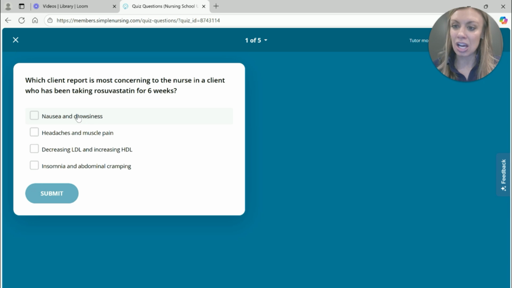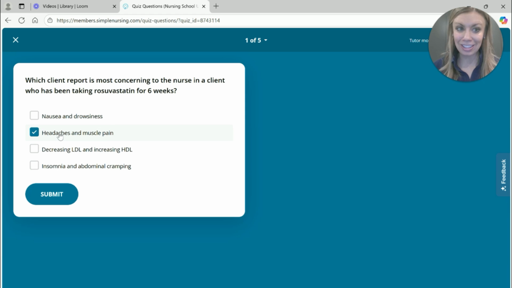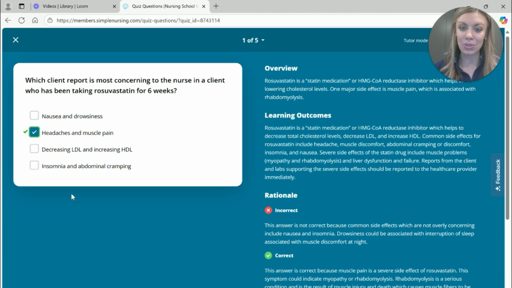So then it says nausea and drowsiness. Well, they should be taking the rosuvastatin at night. I remember statins you're supposed to take at night. So drowsiness actually isn't terrible. Headaches and muscle pain versus insomnia and abdominal cramping. One thing that's important to know is that muscle aches and pain in statins is something we absolutely want to watch for, and watch those creatinine kinase levels because of the risk for rhabdomyolysis. That's one major side effect we've got to watch for. That and liver dysfunction are huge, huge issues.